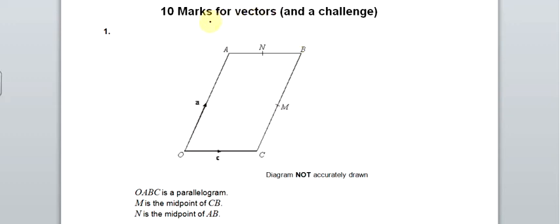Well done if you've got this far. We're going to go through the solution to the vectors problem now.